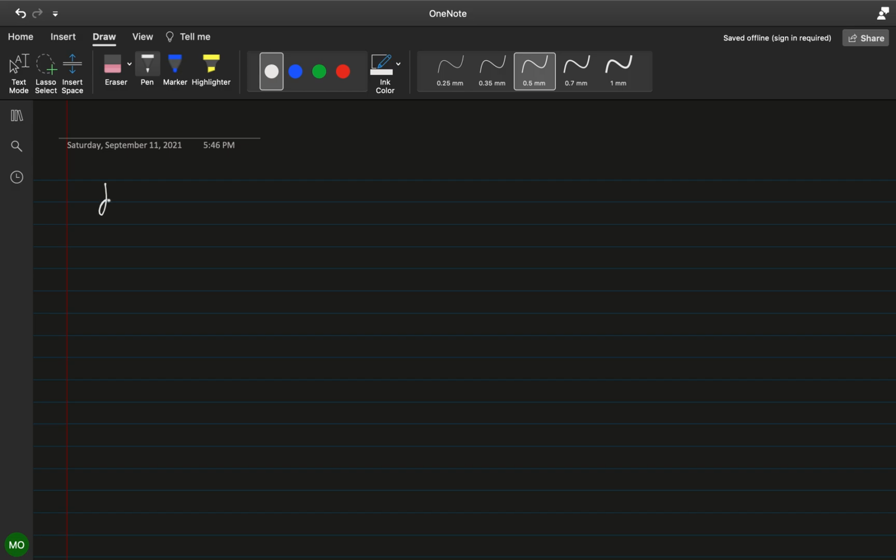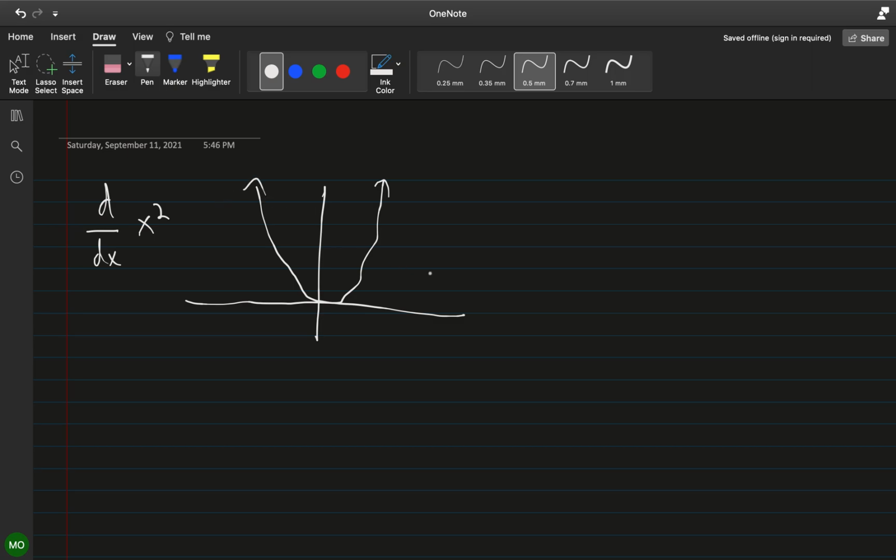So today, we're going to be taking the derivative of x squared using the limit definition. So let's start out by graphing our function. Alright, so what we're going to be talking about is the slope of this tangent line at any given point x. We're going to try and find this algebraically.